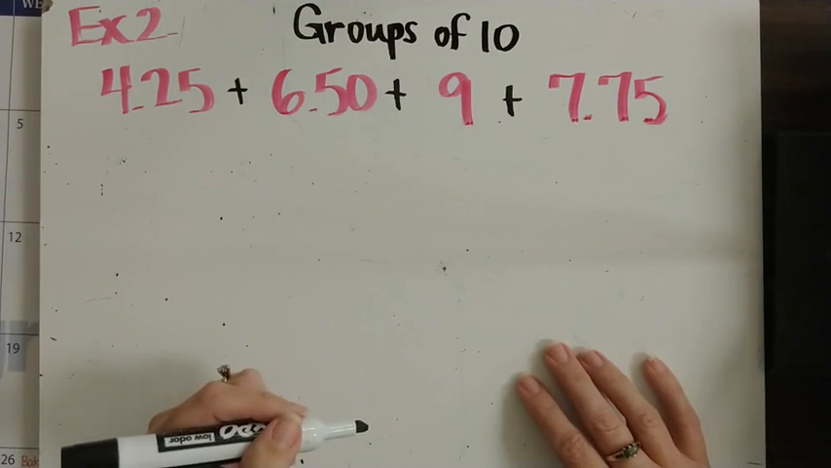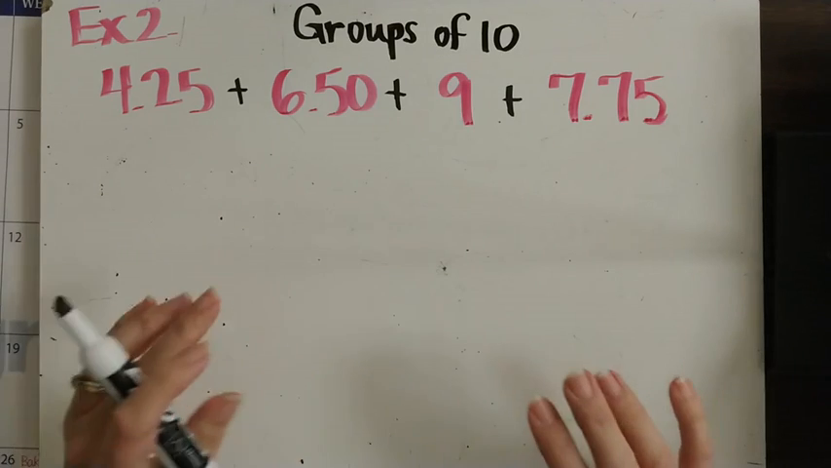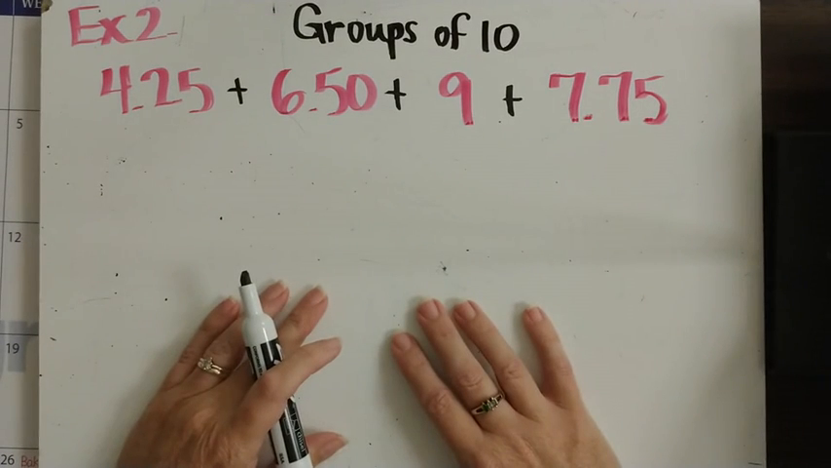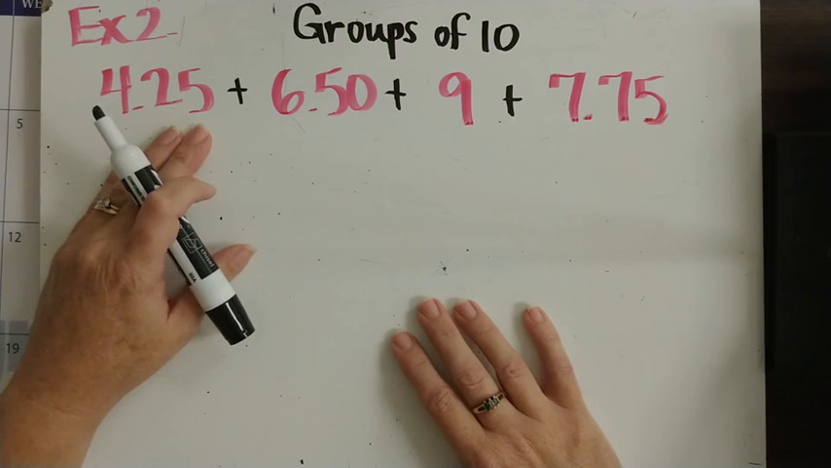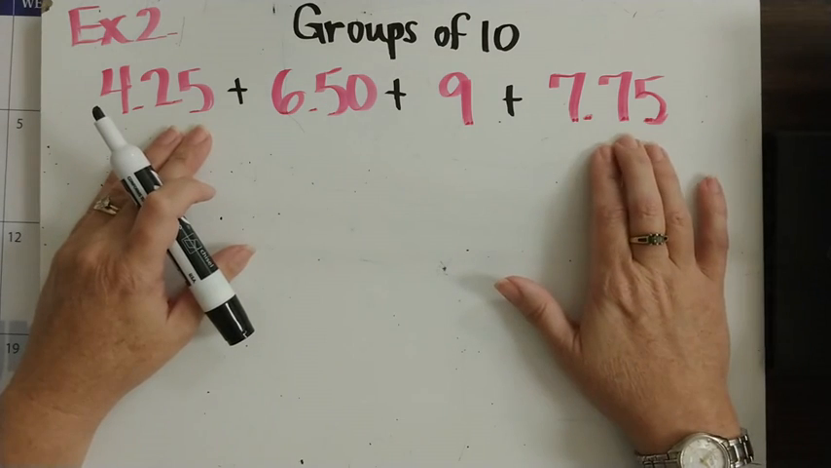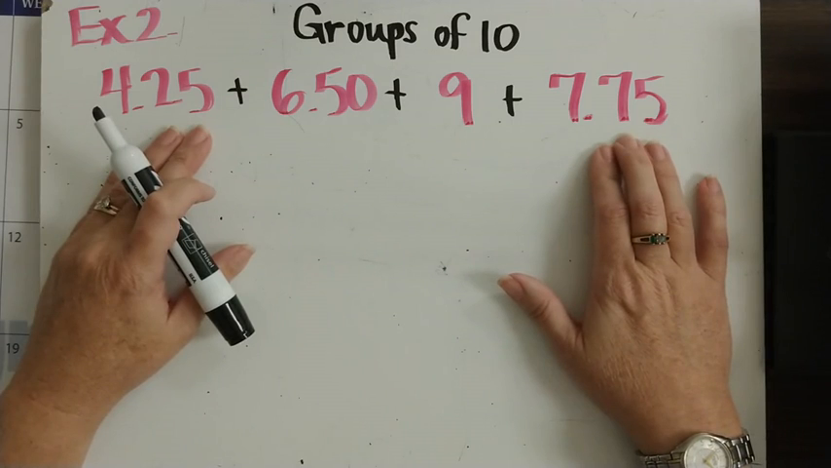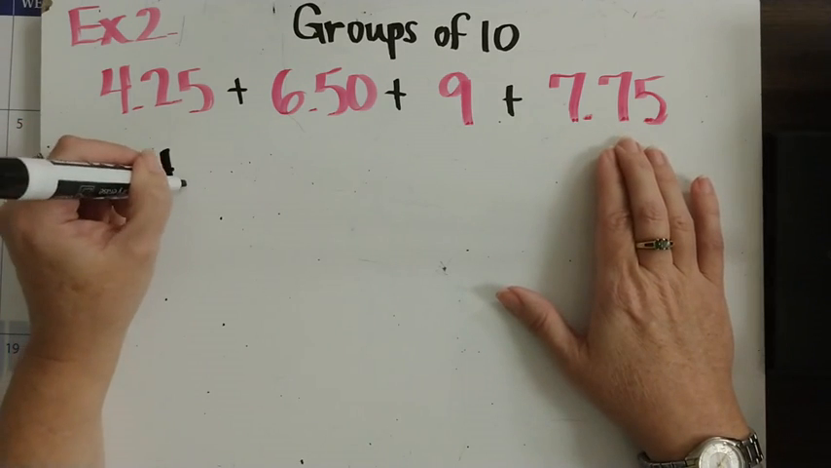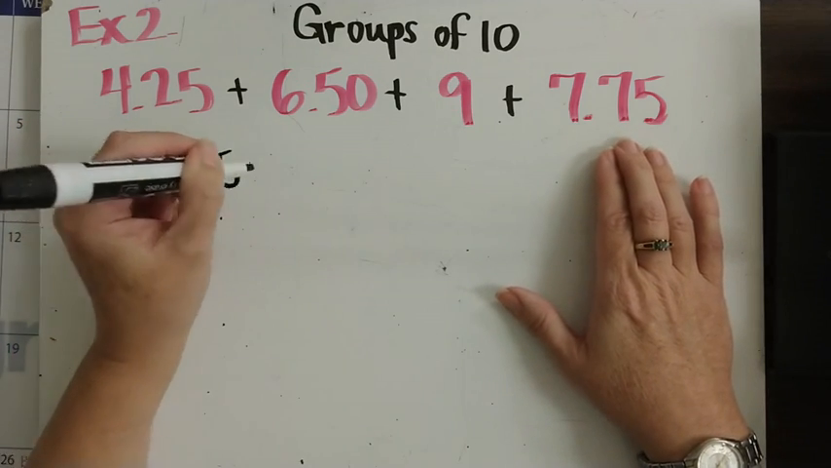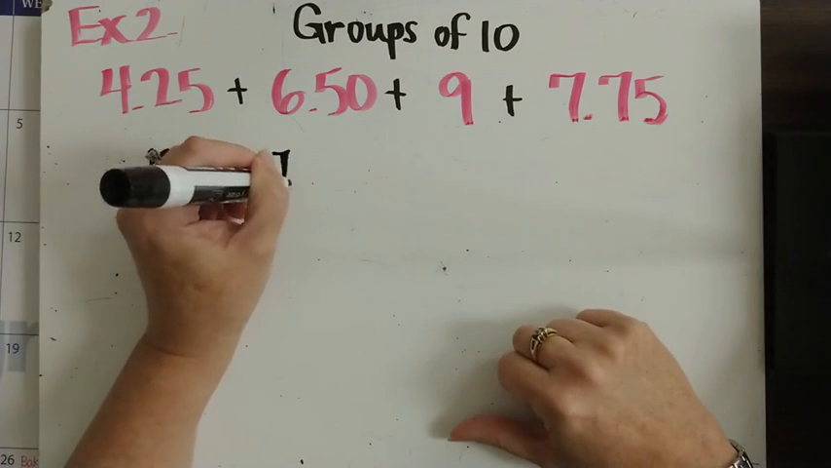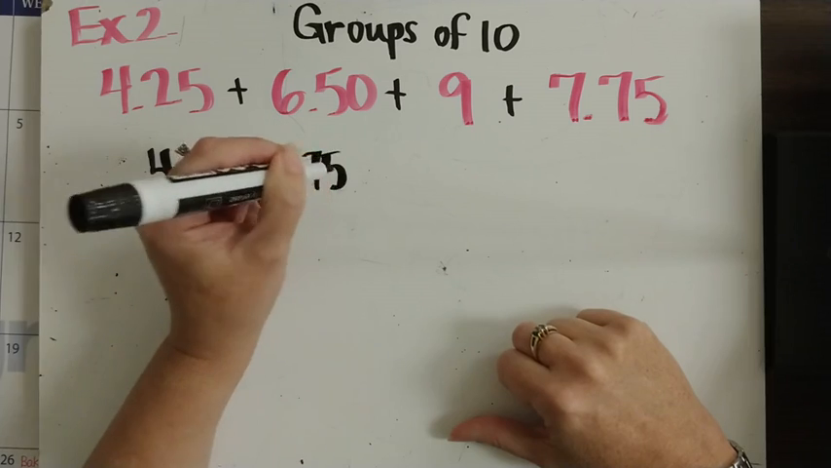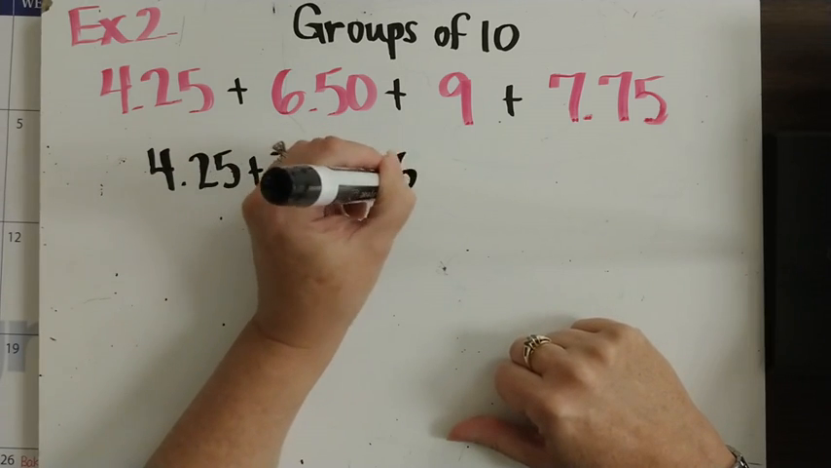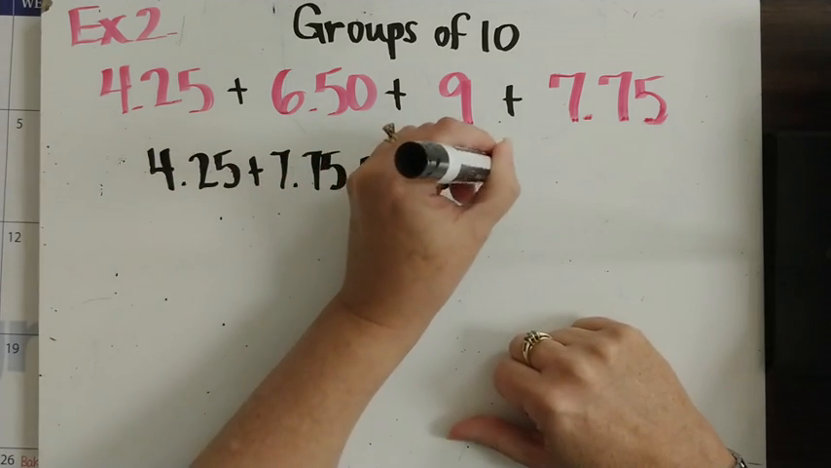So let's look at what we have. I think of this in terms of money. I know that 25 cents plus 75 cents make a whole. So I want to regroup this to put these two numbers together. So I'm just changing the order. 4.25 plus 7.75 plus 6.50 plus 9.